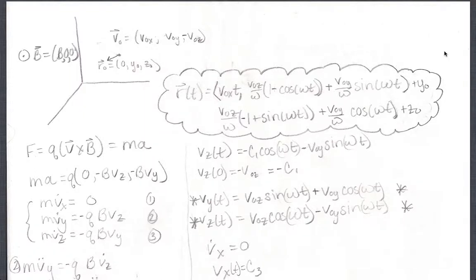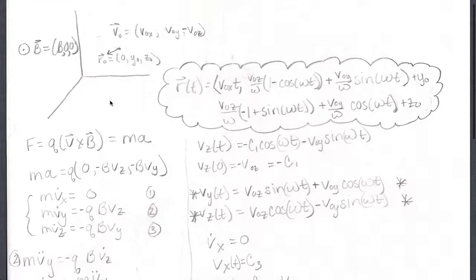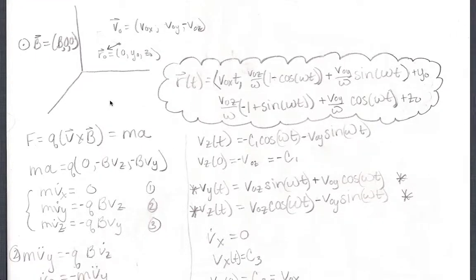So this is my redo of standard 2.2, the charged particle in a magnetic field. I have a positive particle with charge q with this initial velocity and this initial position, and the magnetic field is in the positive x direction coming out of the page. So the first thing that I did was to find the force and set it equal to mass times acceleration.